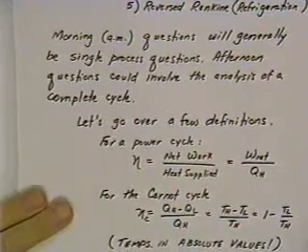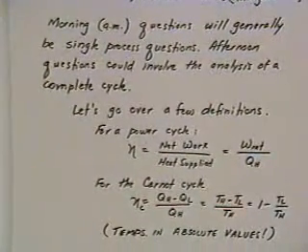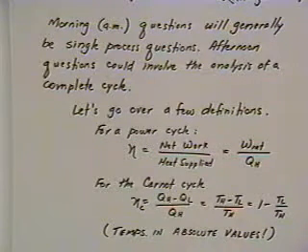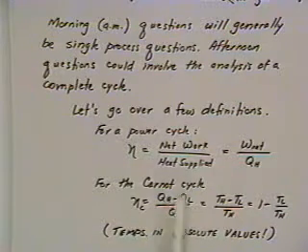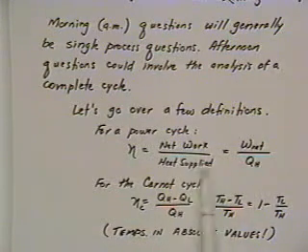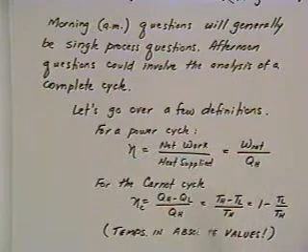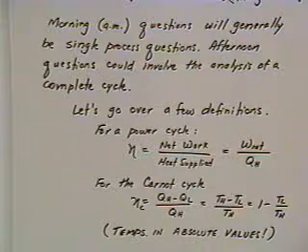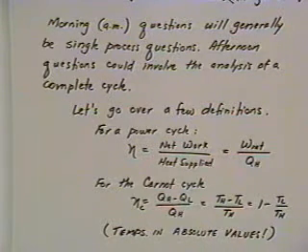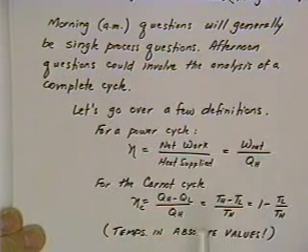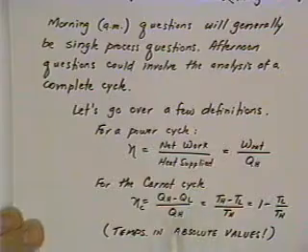So let's go over a few definitions now for a power cycle, just to refresh yourselves on the efficiencies. The efficiency of a power cycle is the net work divided by the heat supplied, or W net over QH. In some of the power cycles you're only going to have one heat input, others you're going to have more than one. But it's the heat supplied in the cycle divided into the net work out of the cycle.